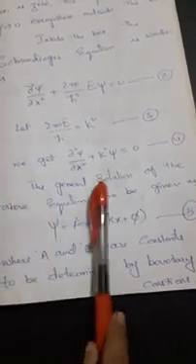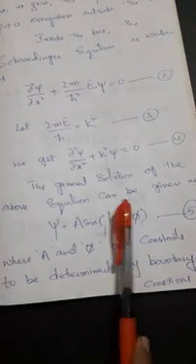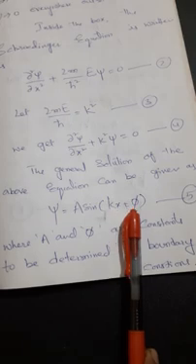So the general solution of the above equation can be written as psi is equal to A sin(kx plus phi). Let us take this as equation number 5. Here A is a constant and phi is a constant. To determine the values of A and phi, we have to use the boundary conditions.